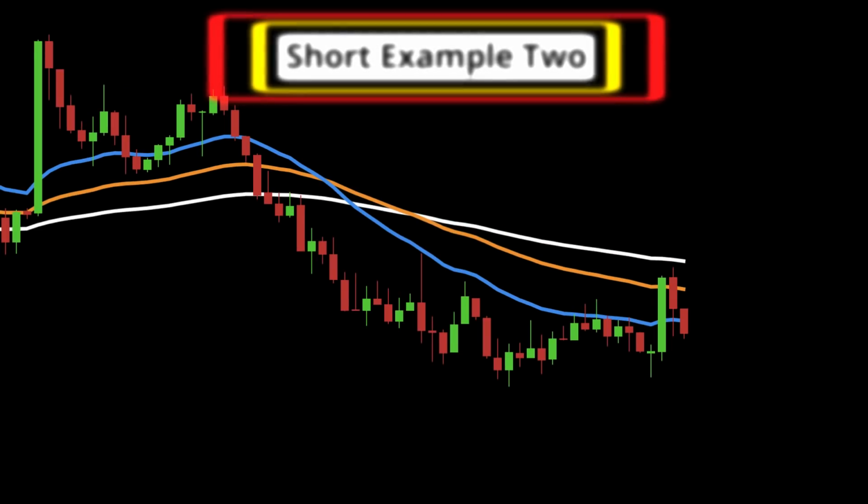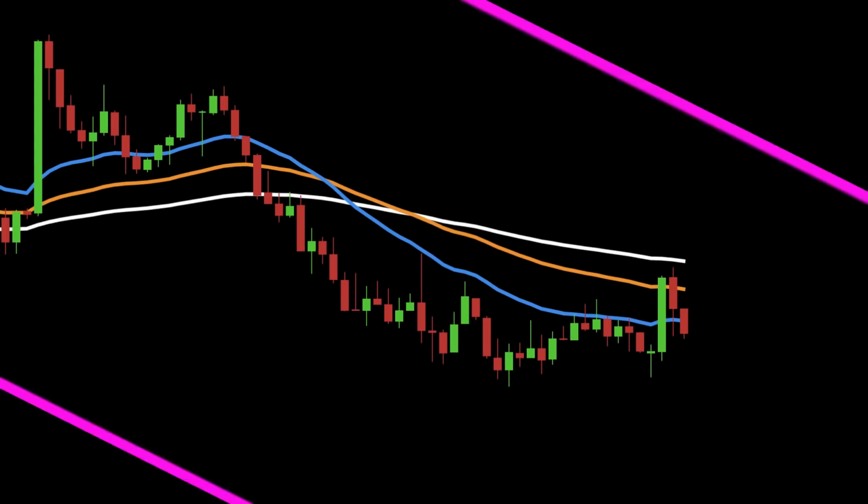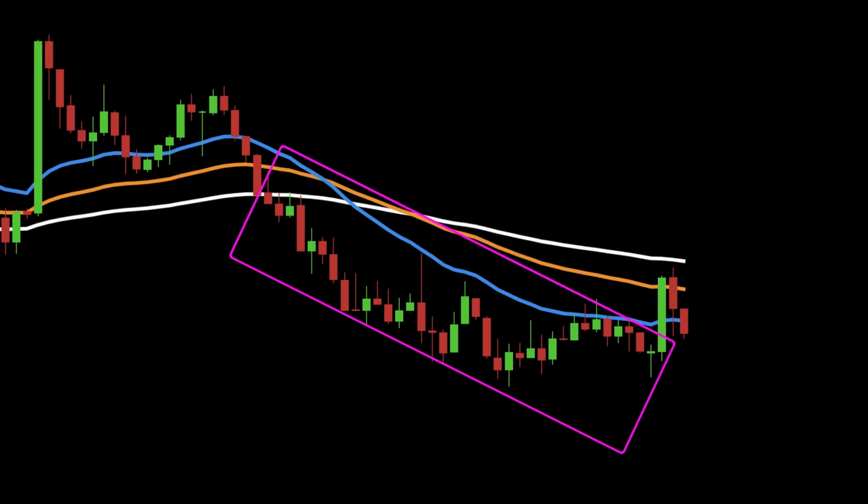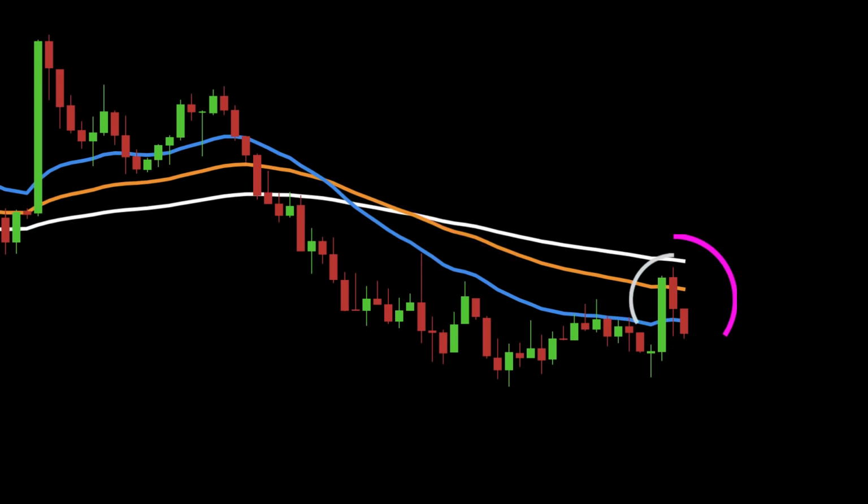I am going to show you one more quick short example. Price is trending below the 3 EMAs. Price pulls back into the 50 EMA but does not close above the 100 EMA. Then we can see price closes below the 25 EMA.